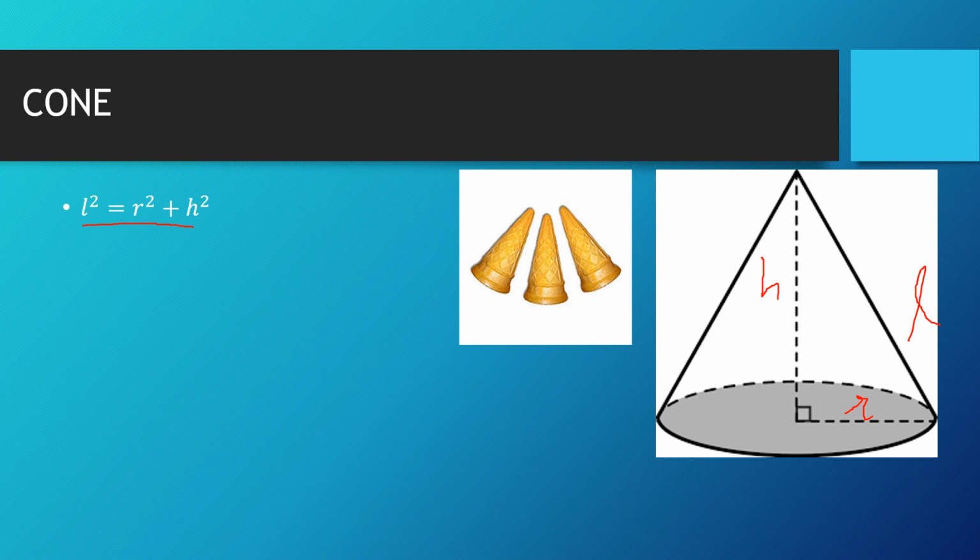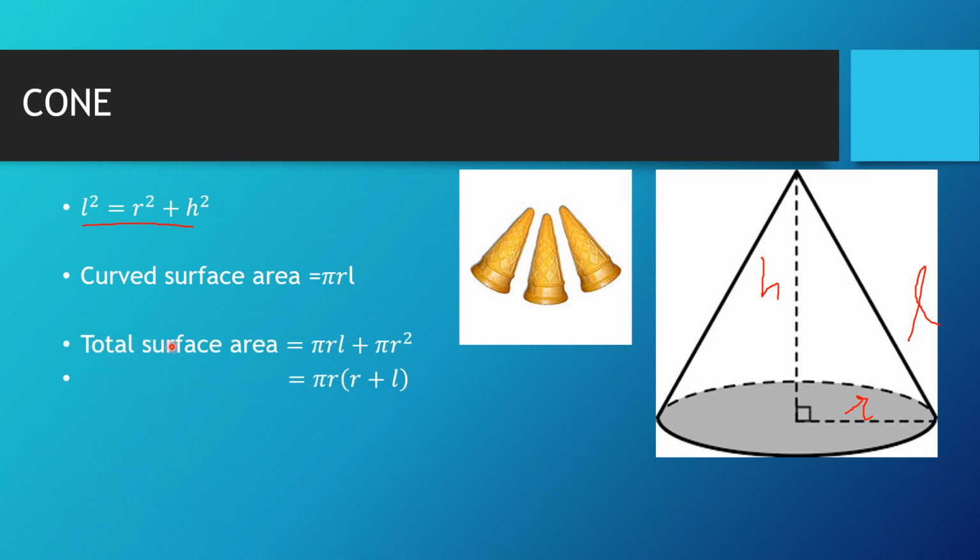Even cone has curved surface area. Curved surface area means only this part of the cone, the outer part of the cone. It is pi R L. What is the CSA of cone? Pi R L. What is total surface area? Pi R L, that is CSA, plus only one circle is there, so the area of circle, pi R square. I'll take pi R common. I'll get R plus L. Okay. What is volume of cone? 1 upon 3 pi R square H. It is 1/3 the volume of a cylinder.